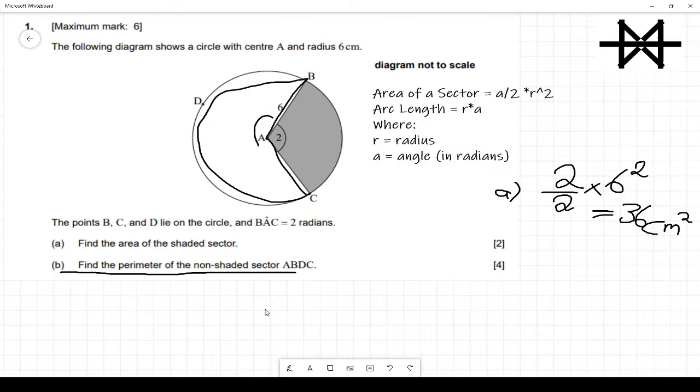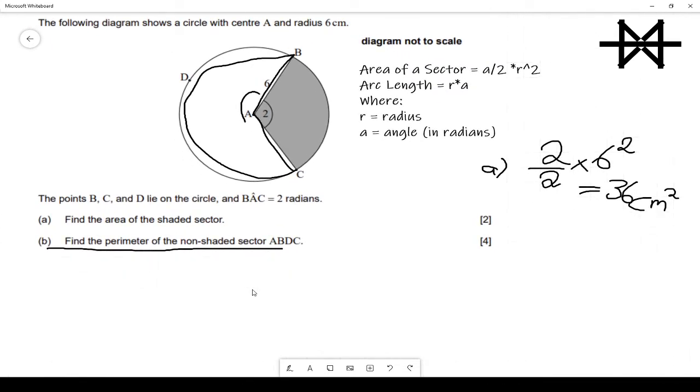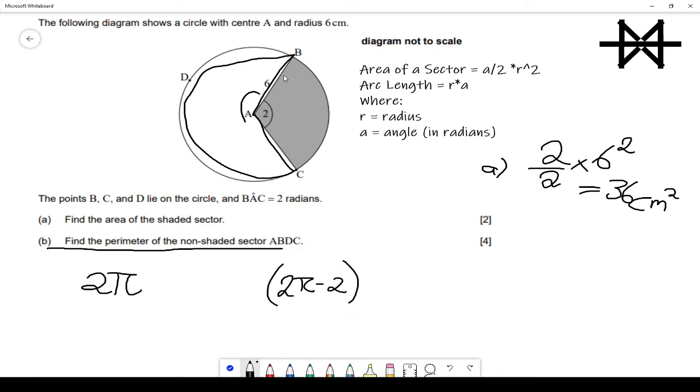So we'll have a look at that quickly, and then at the end, once I've answered both, I'll go through the derivation and the other way of doing it. So for this one, you have to know that a circle, or 360 degrees, is the same as 2 pi radians, which means the angle of the non-shaded region is actually 2 pi radians take 2, because we're not going to include the shaded angle of 2. Then we apply this to our arc length formula. So this is our A, we times it by R, which is 6 in this case. That'll give you 12 pi take 12 for the arc length.